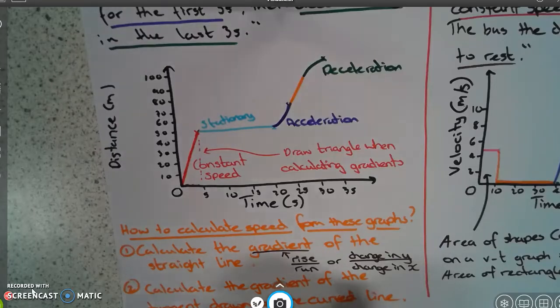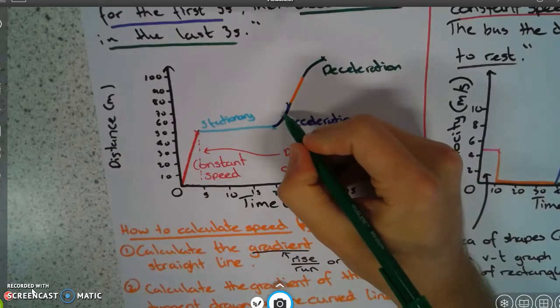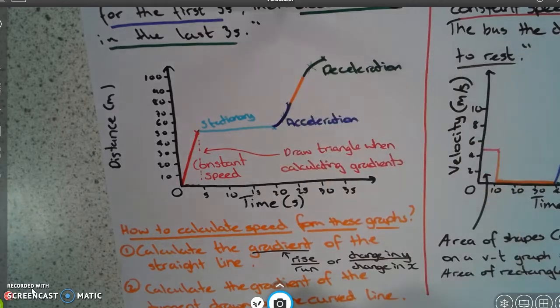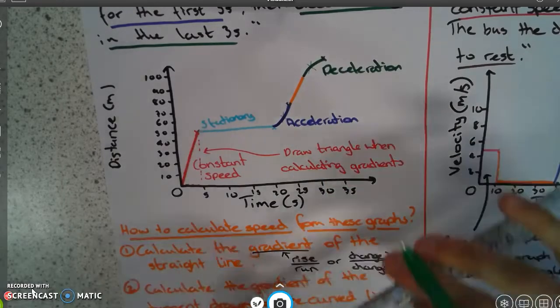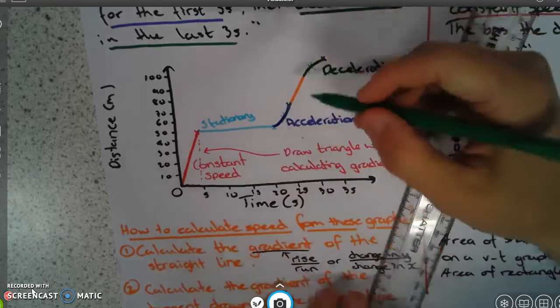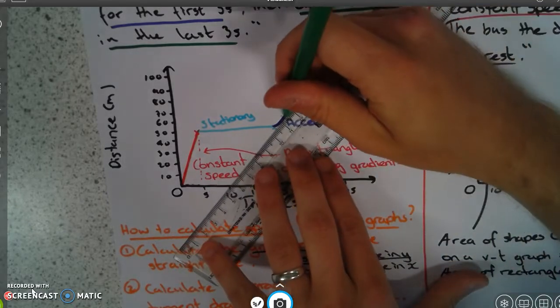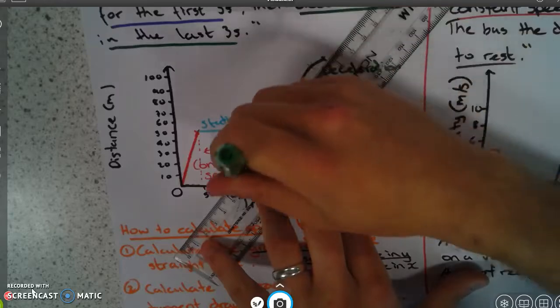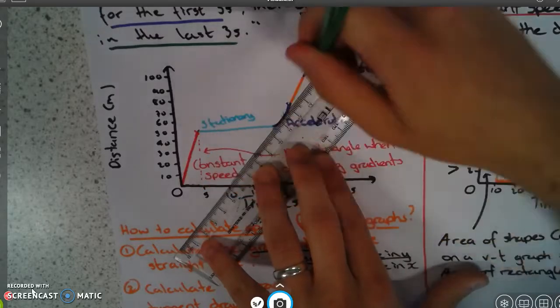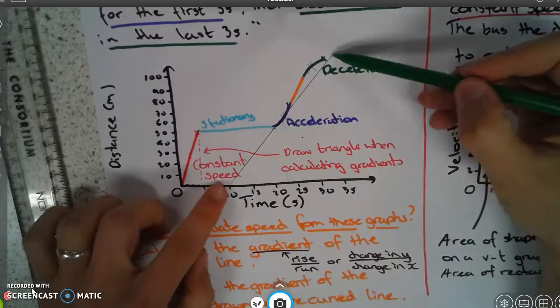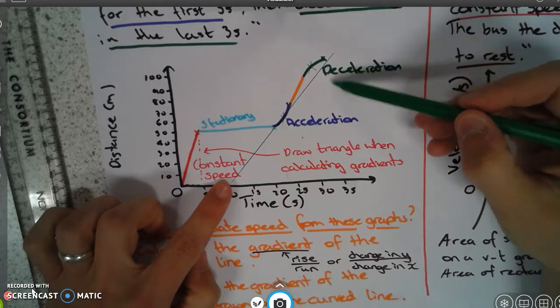Okay? But you could also be asked to calculate the gradient at a certain point, to calculate the speed at a certain point when the object is either accelerating or decelerating. The way in which you do that is you need to draw something called a tangent. So if I wanted to find the acceleration at, say, 23 seconds there, I'd need to draw a tangent, a line that is a tangent to that point. And then I simply find the gradient of that line by doing the change in y divided by the change in x.